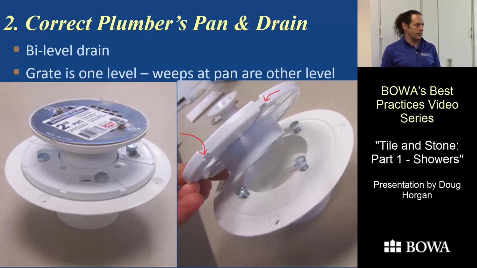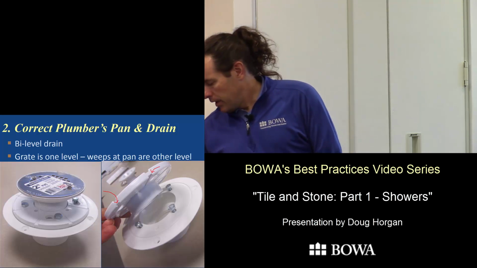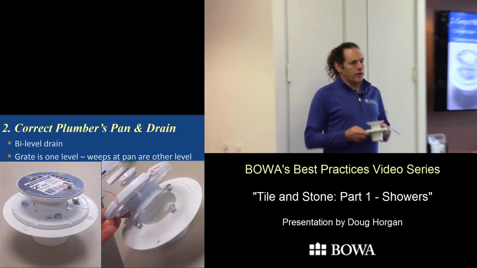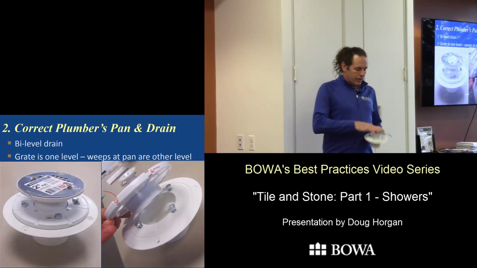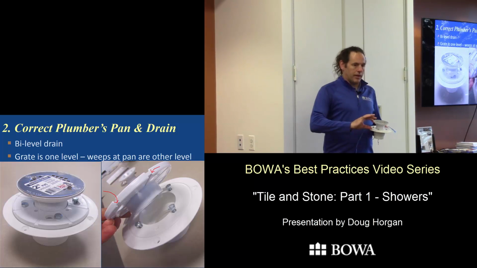So we do have to be very careful with this layer. All right, so let me start with a bi-level drain. This is the kind of drain that we use, right? This is what you see at the top, just this metal bit. And then there's the tile and the setting bed come up to the edge. And then the plumber's pan material comes in down at this lower level.